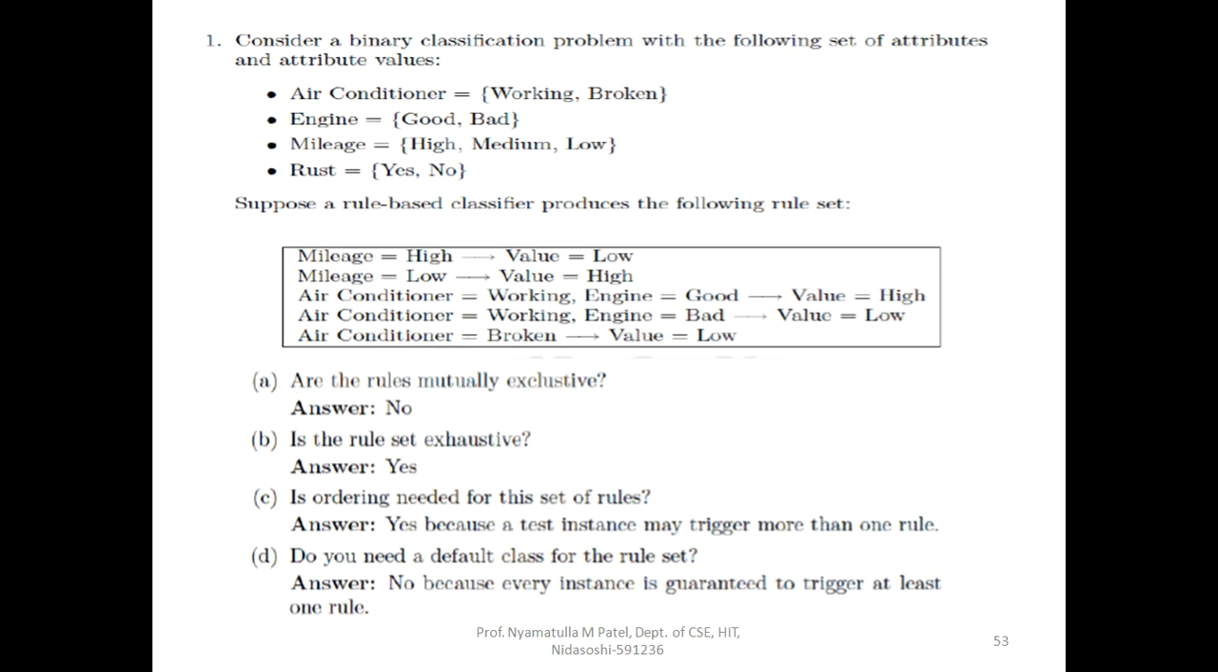If mileage is equal to high, then value is equal to low. If mileage is equal to low, value is equal to high. If air conditioner is working and engine is good, value is equal to high. If air conditioner is working and engine is bad, value is equal to low. If air conditioner is equal to broken, then value is low. Okay, so these are the 5 rules that are being generated.